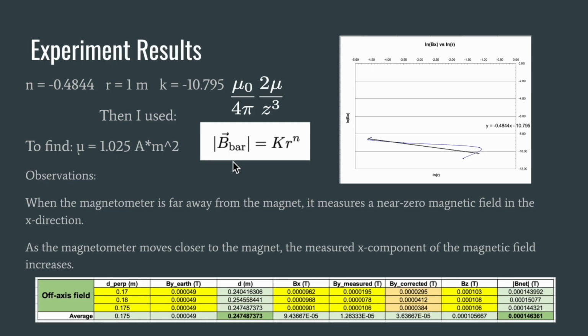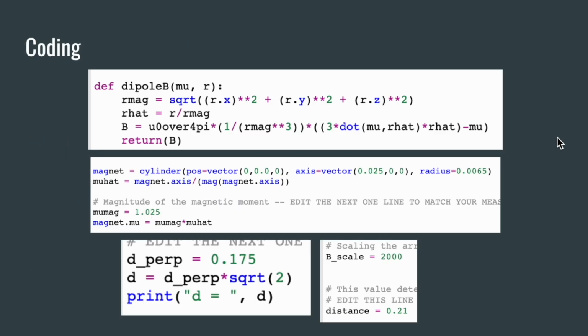And the observations I had from the list were, when your phone app is far away from the magnet, it measures near 0 magnetic field in the x direction, and as it gets closer to the magnet, the measured x is increasing. And then these are all of my values for everything with my found magnetic field net there.